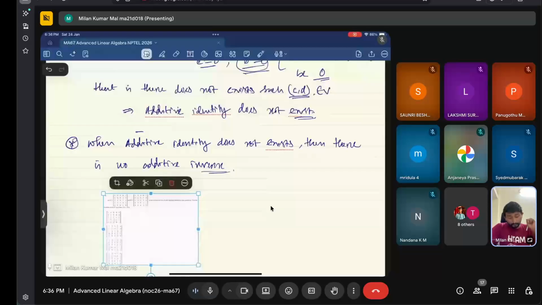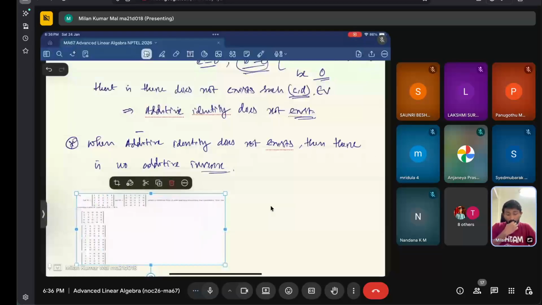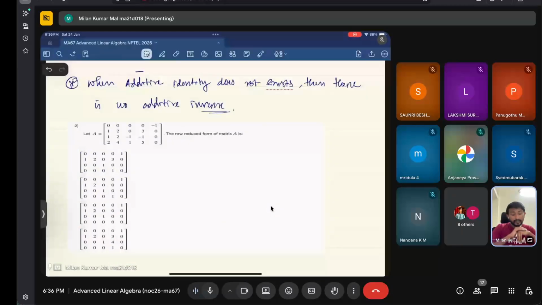This is another problem. I hope it is visible. Let A be a matrix. This is the matrix given, 0, 0, 0, minus 1 and so on. The row reduced form of matrix A is.